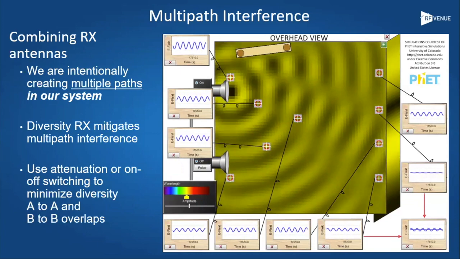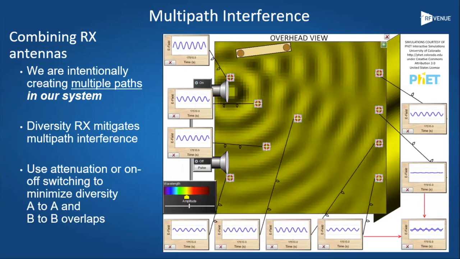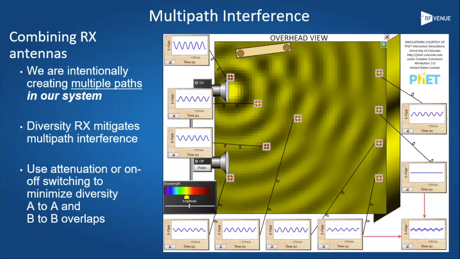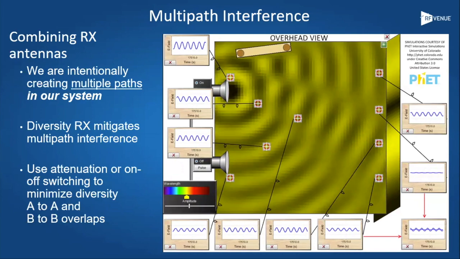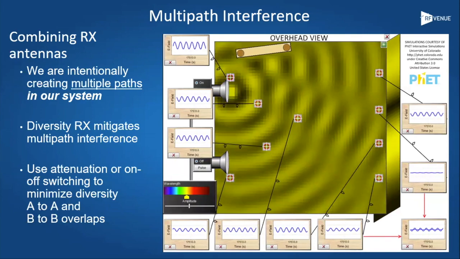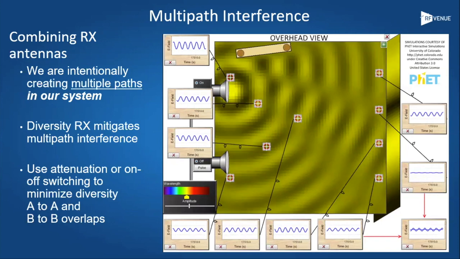And I should also mention that we can switch inputs on or off to best receive in a given situation, for example when the transmitter has moved. And we'll talk about that again as well.